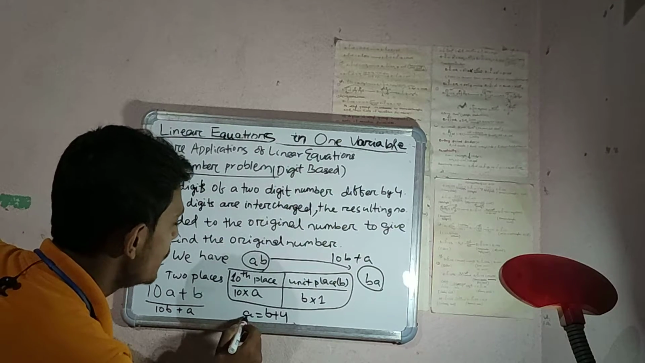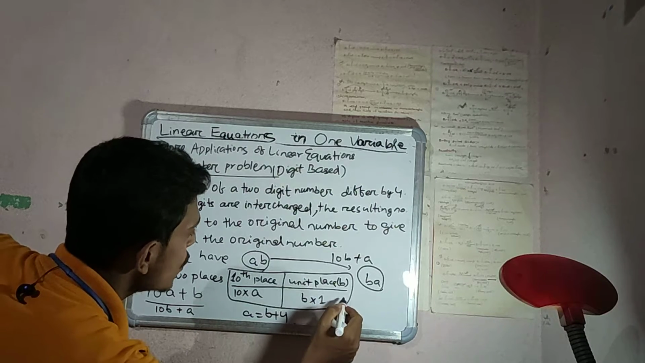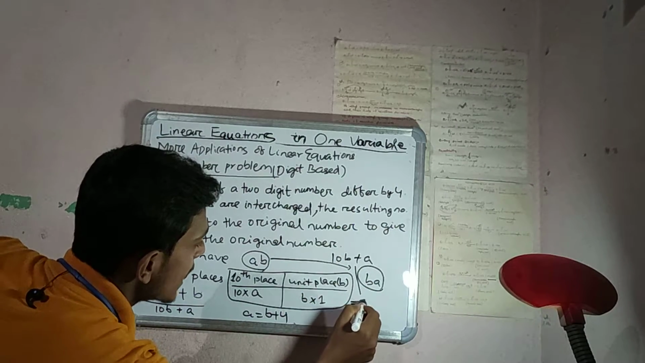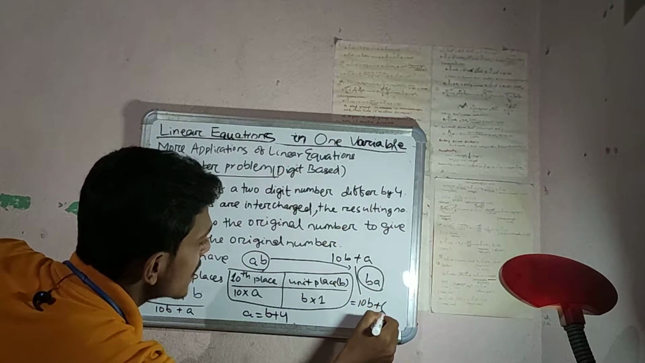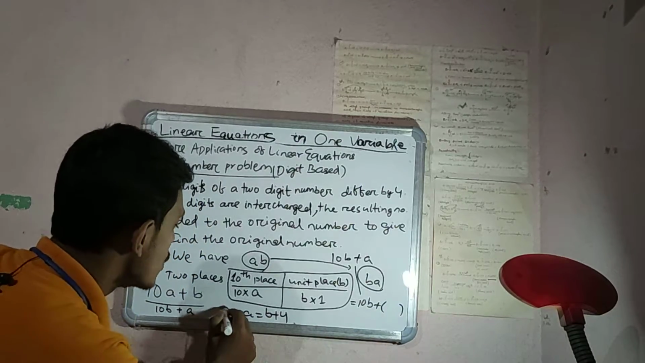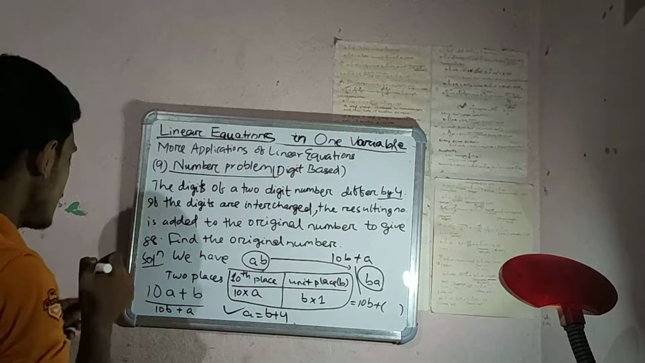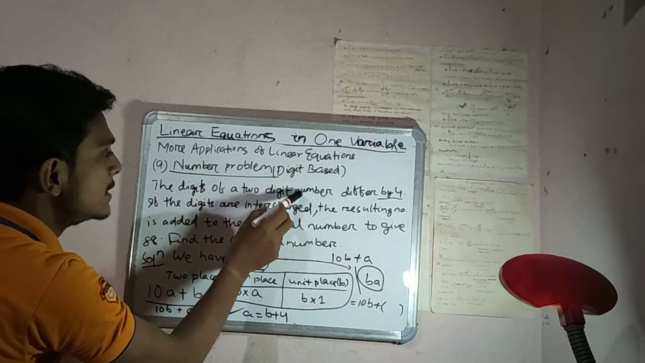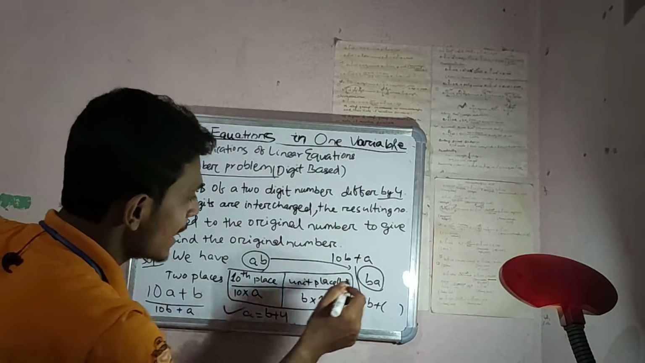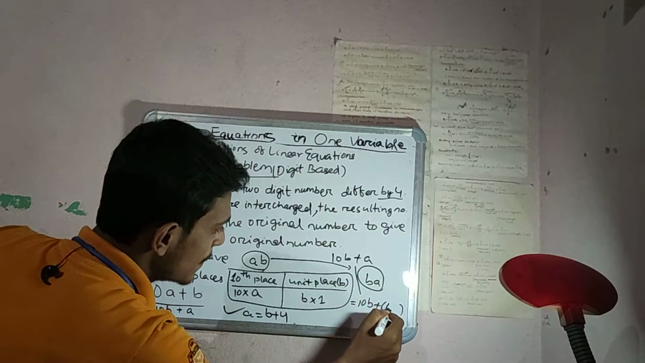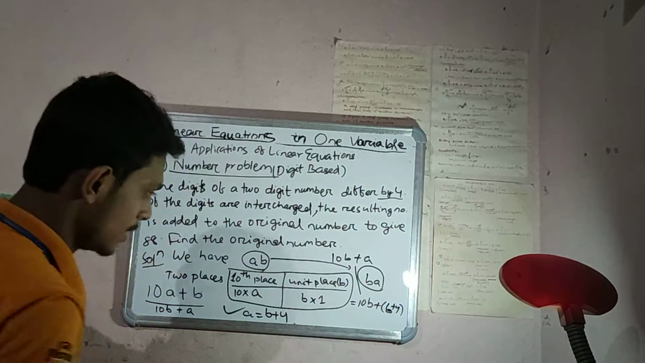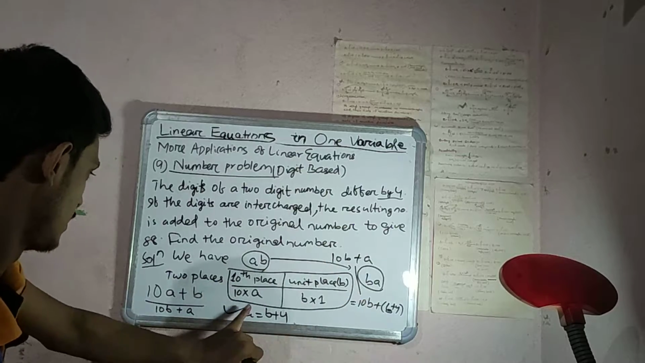But we have A equal to B plus 4. So this is in the form 10B plus, in place of A I can write B plus 4, because we have A equal to B plus 4, that is differ by 4. According to the question, the digits of a 2-digit number differ by 4. So in place of A I can write B plus 4. Similarly in this way.